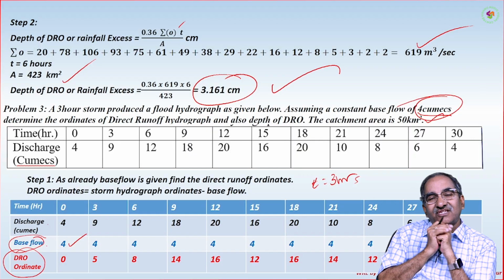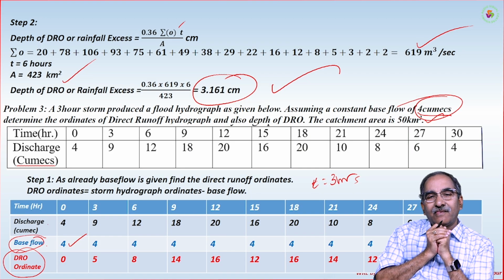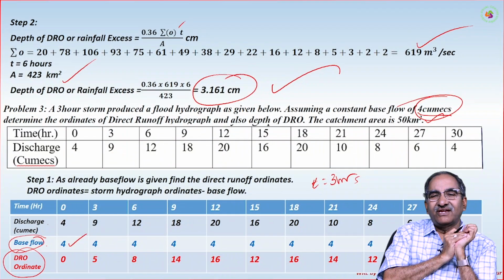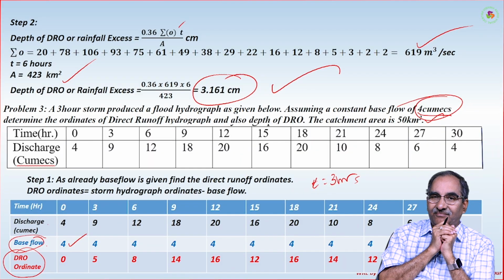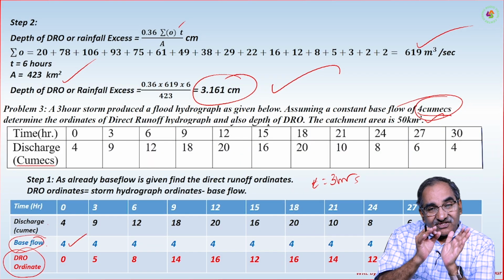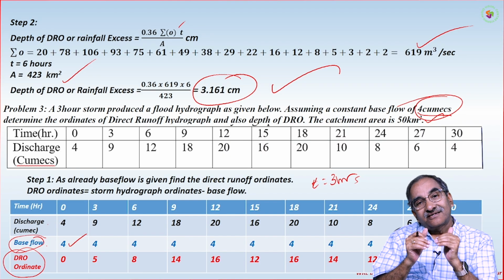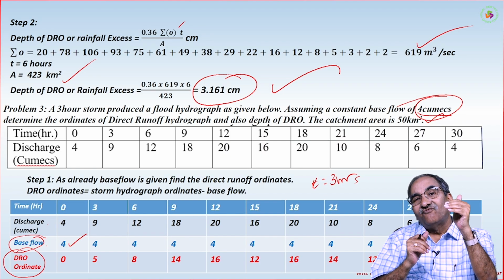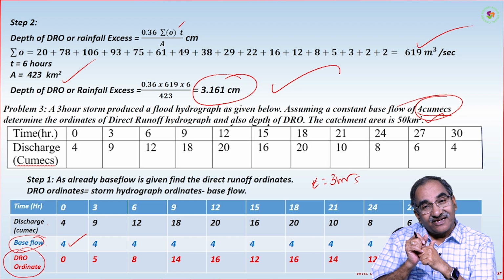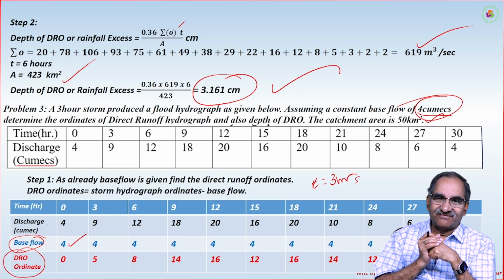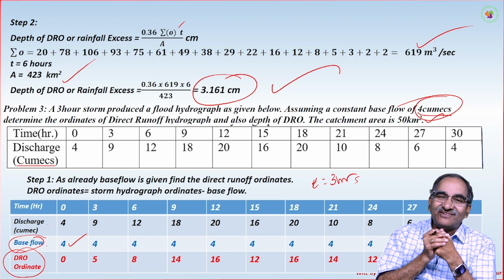So what is the first step? Tell me once again. Storm hydrograph ordinates are given. Time interval is given. So you need to separate the base flow. Then, after separating the base flow, deduct the base flow from the storm hydrograph ordinate. If you deduct it, what will you get? Direct runoff ordinates.